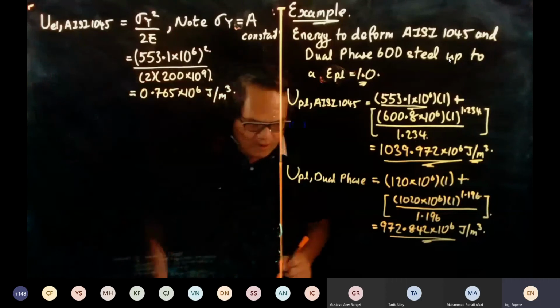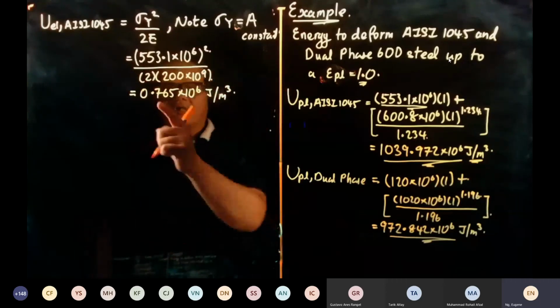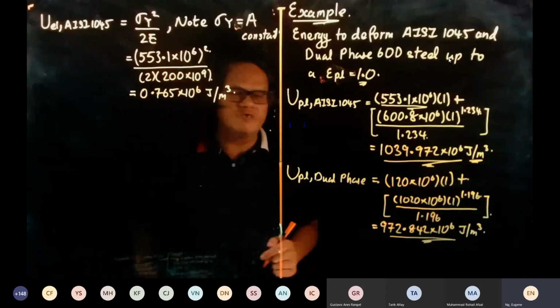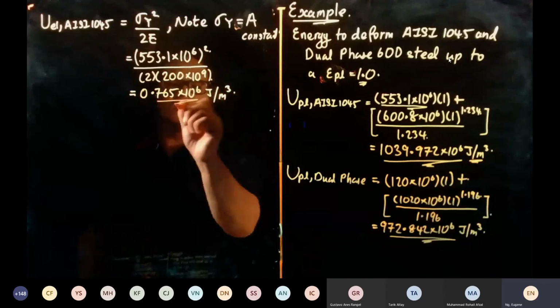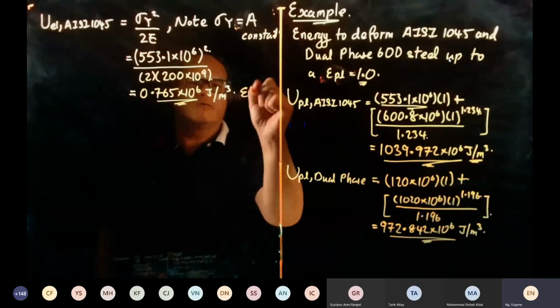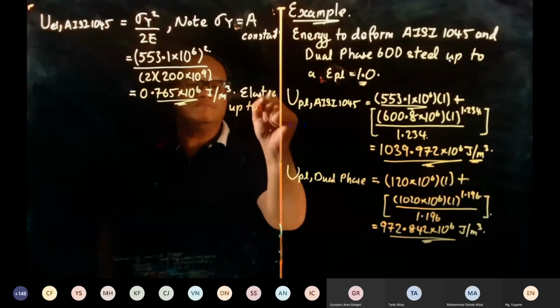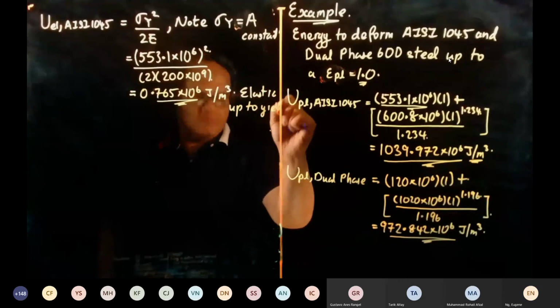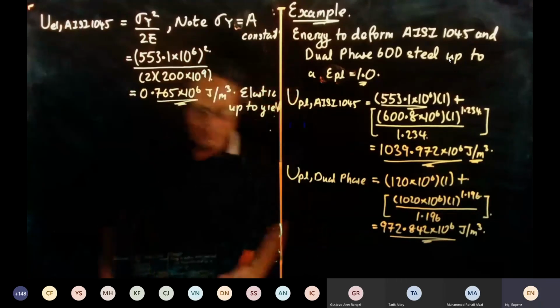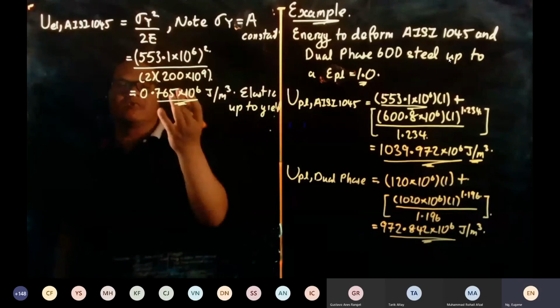Value that we got now. So for this case, this is for what? This is for elastic. Okay, so over here, this is for elastic. Up to you. So if you look at, how significant is this value?